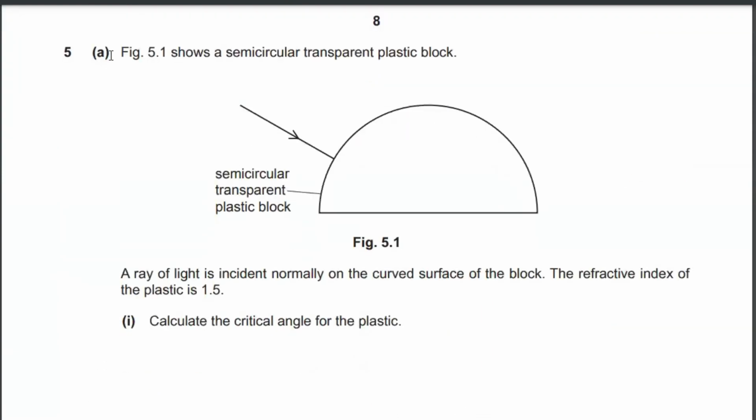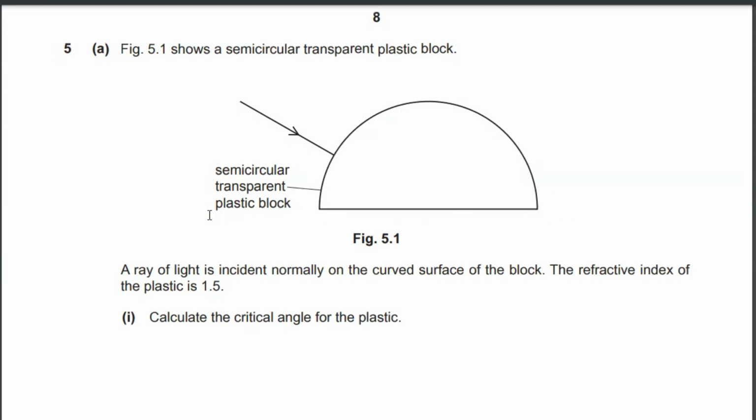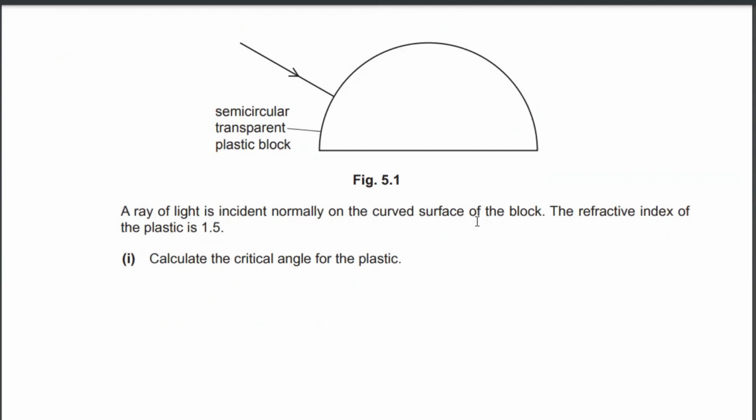Now next question is figure 5.1 shows a semicircular transparent plastic block. Now this is plastic block, but it is semicircular in nature. So the surface is curved and it is also straight at one section. So the ray of light is incident normally on a curved surface of the block. The refractive index of plastic is 1.5. Now it is hitting with an angle of 0 because it is incident normally. So it will go straight through this block.